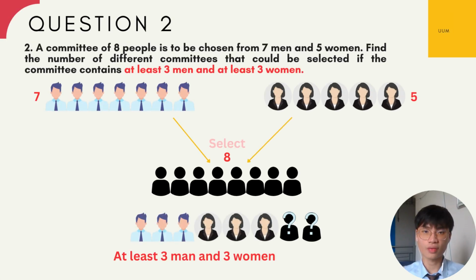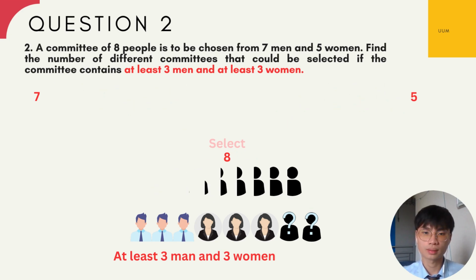A committee of 8 people is to be chosen from 7 men and 5 women. Find the number of different committees that could be selected if the committees contain at least 3 men and at least 3 women. The image gives a clear idea about the question. At least 3 men and 3 women is fixed, which means we should find out the combination of the other 2 people, whether men or women.